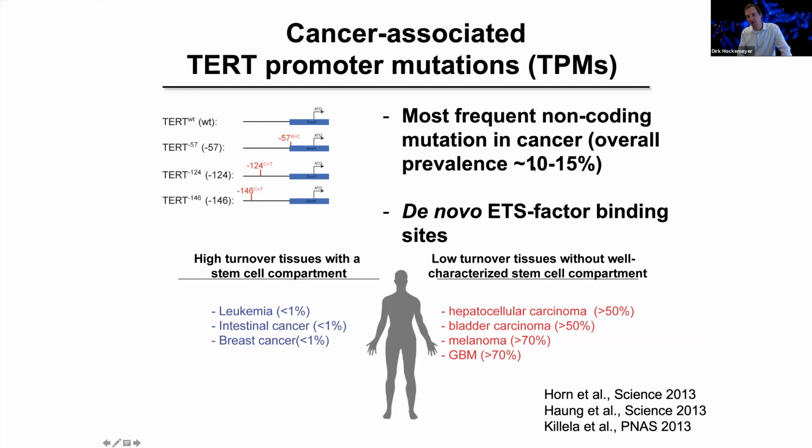They have an overall prevalence of 10 to 15%, maybe even higher than 15% of all cancers carry one of these mutations. These mutations create ETS factor binding sites, and they are found with a very specific pattern and cancer spectrum. They're almost never found in leukemias, intestinal cancer, or breast cancer, but have a very high prevalence in HCC, BCC, melanoma, and glioblastoma. So this was a smoking gun, and we decided to study these mutations and investigate how they promote cancer biology.